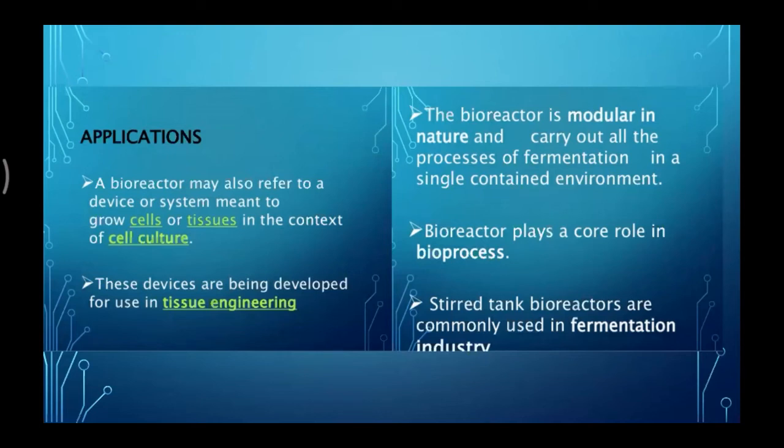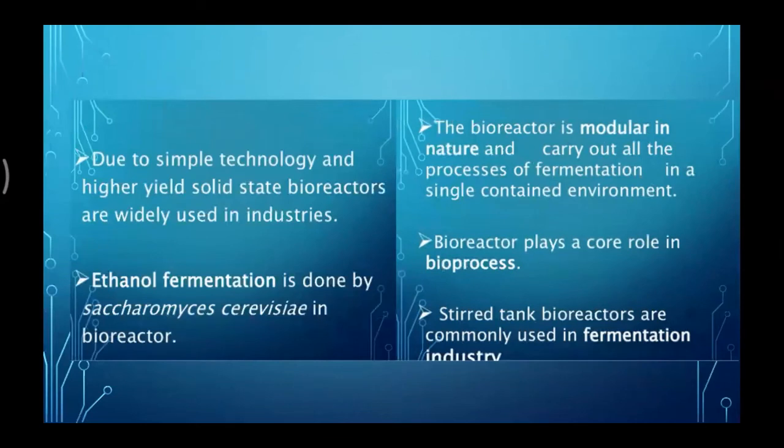Stirred tank, continuous stirred tank bioreactors are commonly used in fermentation industries, such as the production of cheese from rennet, etc. The bioreactor is modular in nature and carries out all fermentation reactions in a single contained environment, and it is also used in tissue culture engineering. Ethanol fermentation can be done using Saccharomyces cerevisiae in this type of bioreactor.